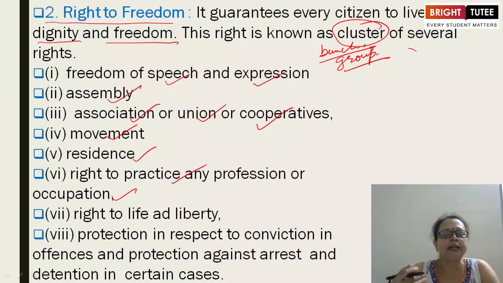Not like in the olden days, how history has divided people: the caste system, the Varna system, and according to that, people were supposed to opt for their occupation or profession. But under this right, anyone can choose. Right to life and liberty. Protection in respect to conviction in offences and protection against arrest and detention in certain cases.